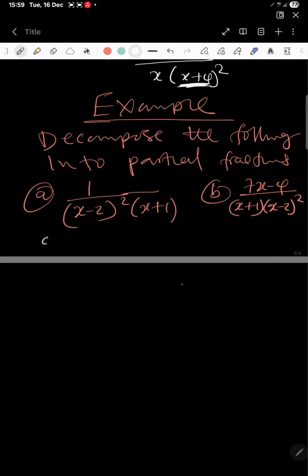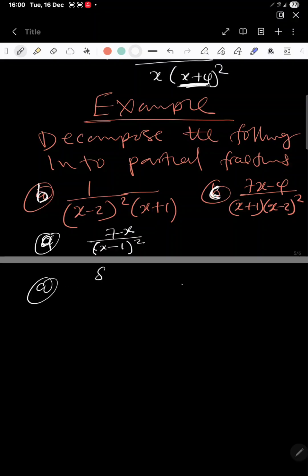So another example is C, where I want you to decompose 7x over x minus 1 squared. That is also repeated because what is given down is repeating itself, so it can be called a repeated linear factor. It is also a repeated factor. So allow me to call this A, this B, and that C. So now we are going to start with question A.